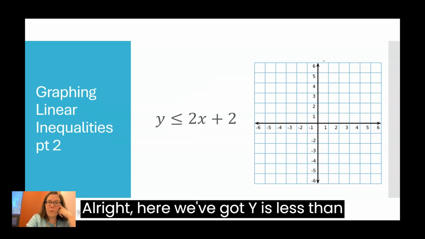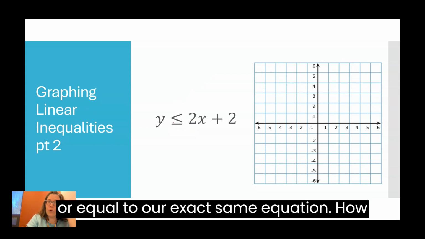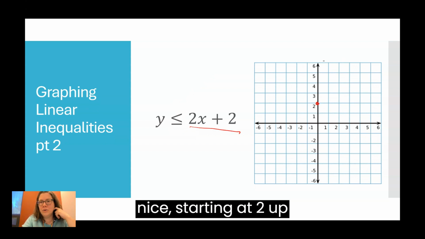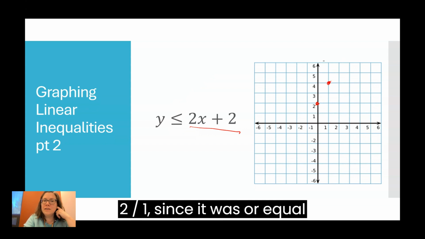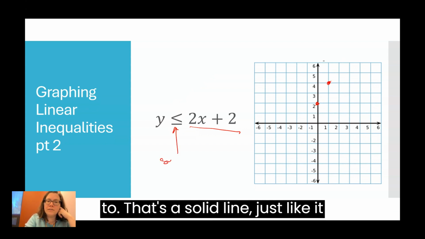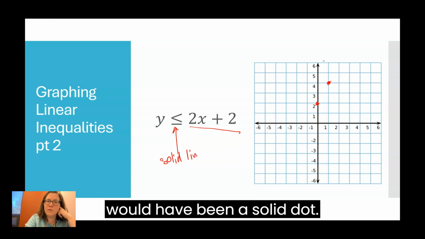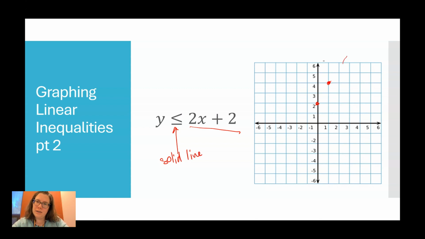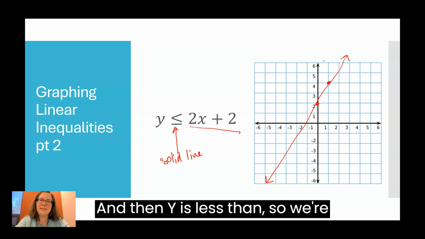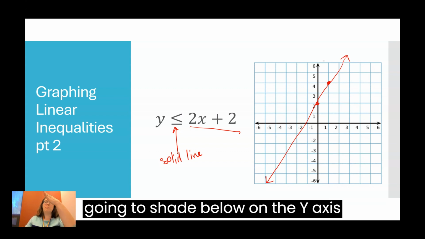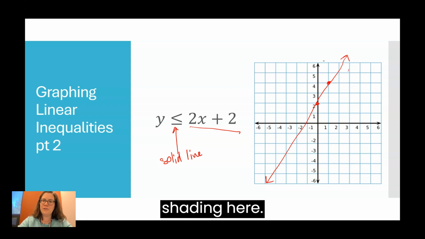All right, here we've got y is less than or equal to our exact same equation. How nice. Starting at 2, up 2 over 1. Since it was or equal to, that's a solid line, just like it would have been a solid dot. And then y is less than, so we're going to shade below on the y-axis, shading here.